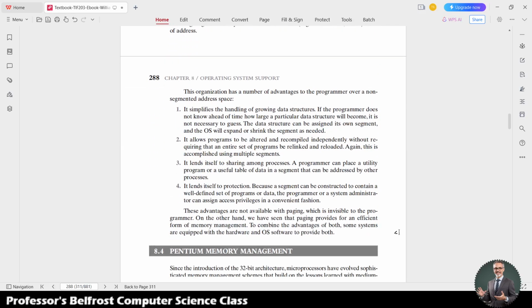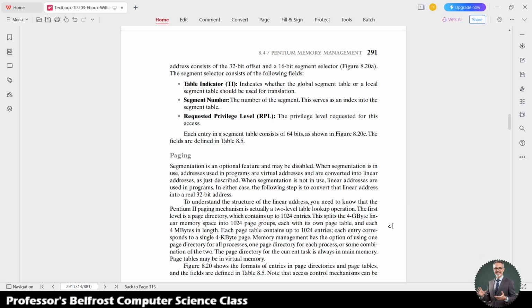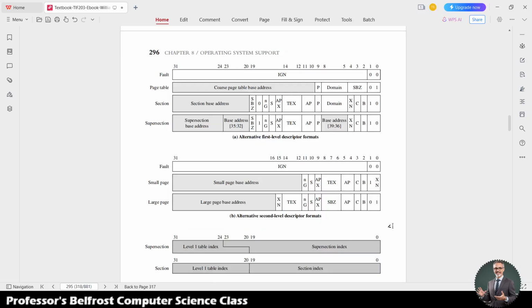So there are a number of advantages here. It simplifies the handling of growing data structures. It allows programs to be altered and recompiled independently without requiring the entire set of programs to be relinked and reloaded. Then we also have that it lends itself to sharing among processes, and it lends itself to protection. Okay, then there is a very specific one related to some processors, Intel.